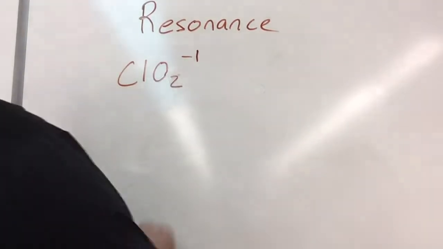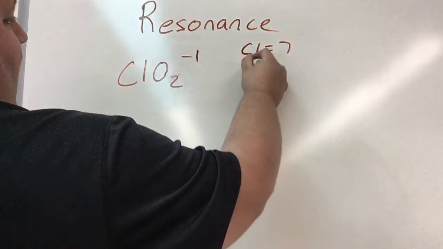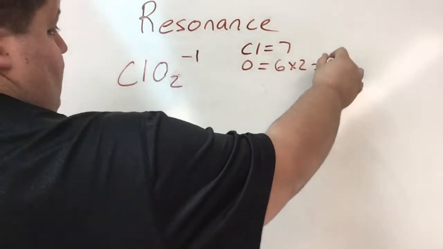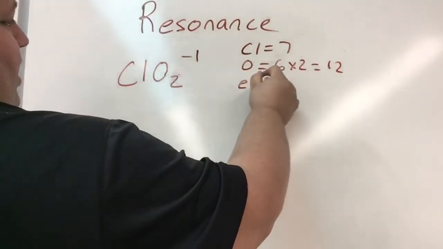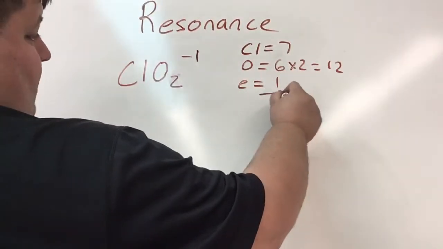So first, let's draw it like any other Lewis structure. So we know that Cl has 7 valence electrons, oxygen has 6, and there are 2 oxygen atoms. So that's going to give me 12 valence electrons. And this extra electron, we'll just call it E, we'll put 1. All right, so as a total, we're going to get 18 valence electrons.